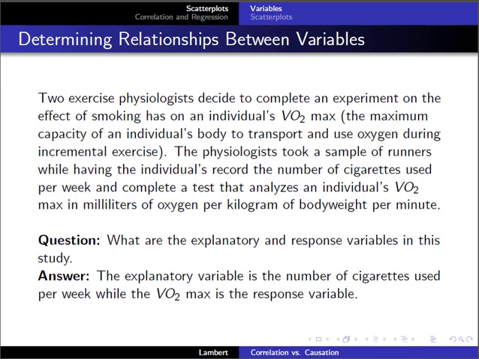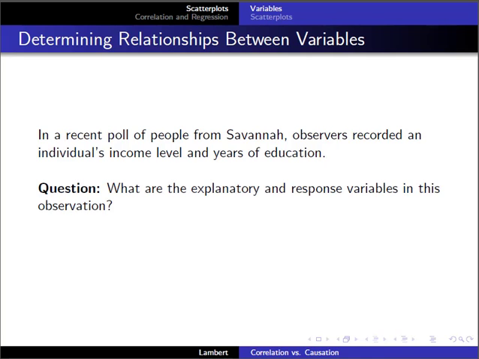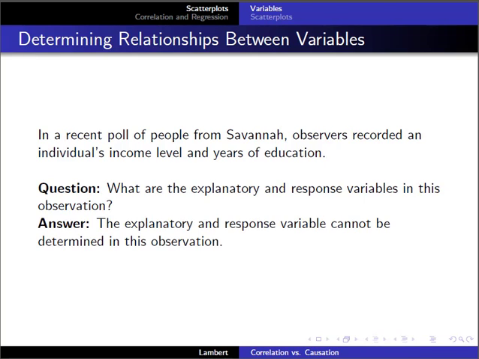Now, let's take a look at another study. Let's say we have a recent poll of people from Savannah, and observers record an individual's income level and years of education. What are the explanatory and response variables in this observation? We're looking for a cause and effect type of situation. If you look closely, you might say, oh, well, years of education influences income level. However, others might argue that if you have a given income level, you'll be able to go and get more education. So in this case, with this study set up as is, there are no explanatory or response variables.